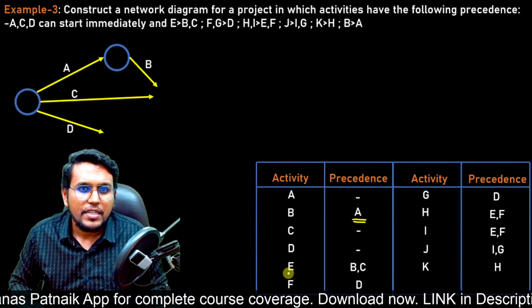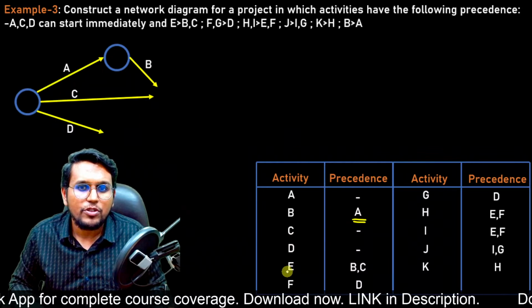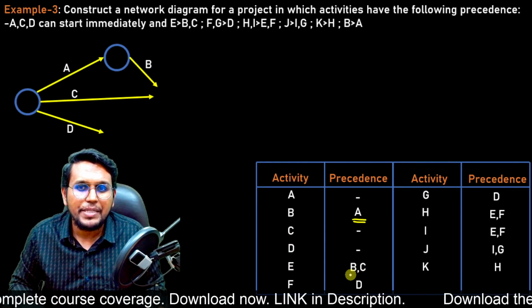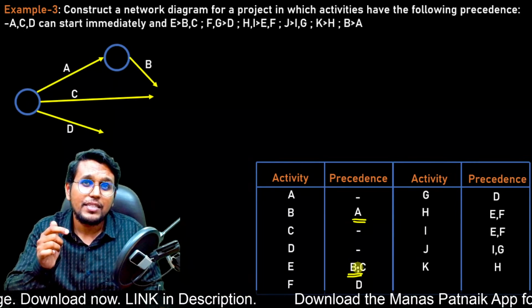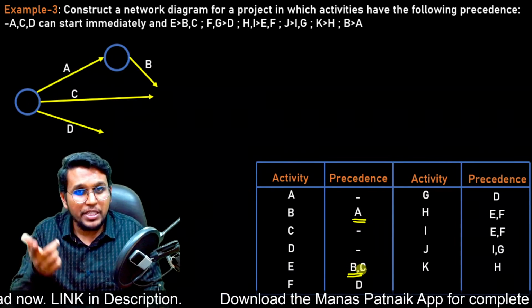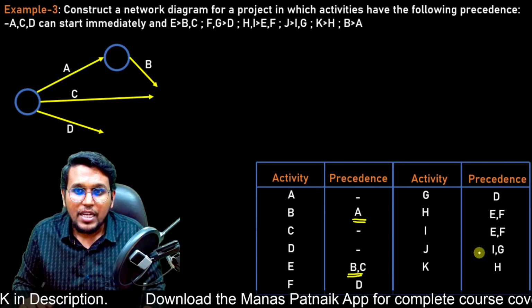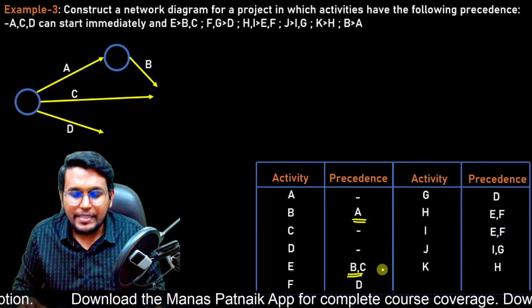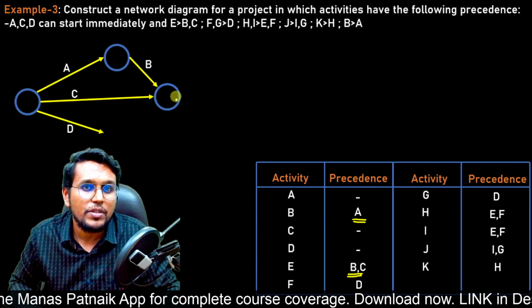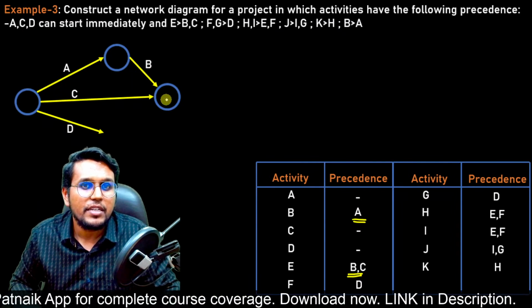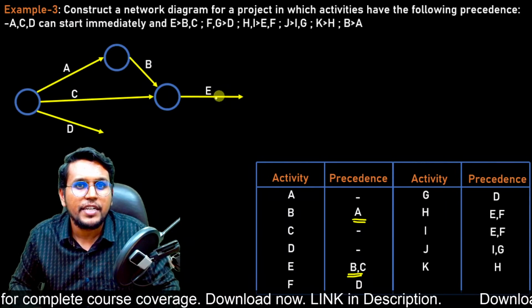Activity E, because C and D we have already drawn. Activity E depends on B and C. So let us see if B or C appears individually or in combination with any other. So we can see that there is no B and C ahead. That means we can terminate them at the common node here. So B and C are terminated here, and here we can start activity E.